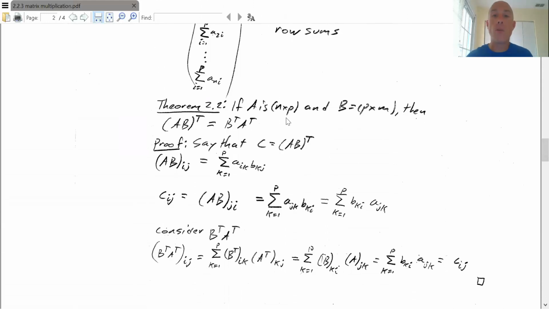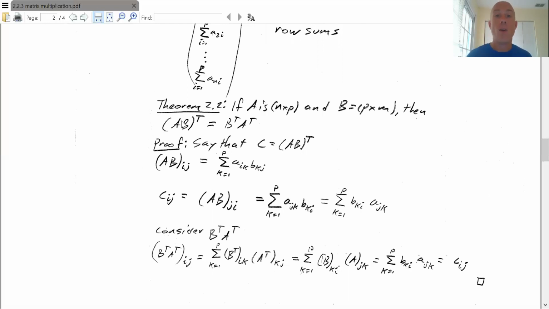Okay, so now here's a theorem for us. If A is n by p and B is p by m, then first of all, we can do the multiplication. If I do the multiplication, then take the transpose, that's the same as taking the transpose of B times the transpose of A. So you notice that it's like I distributed the transpose operator, but I switched the order of the matrices.